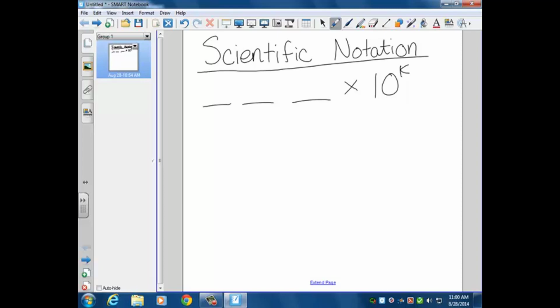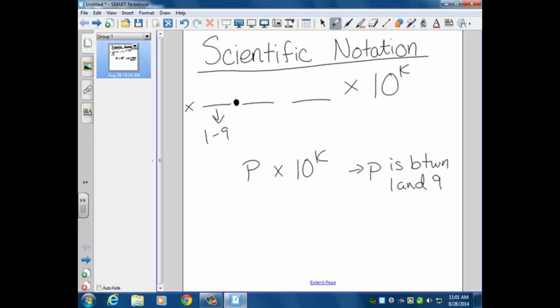So the key is, whatever the number is, we always want the decimal point so that there is only a number in the ones place. So we don't want a number in the tens place. We want this number in the ones place to be between 1 and 9. So it can't be 0 point something, or if it becomes bigger than 9, then there's something in the tens place. Okay, so to be consistent with the handout that goes with this, I'm going to call it P. P times 10 to the k power. And P needs to be between 1 and 9.